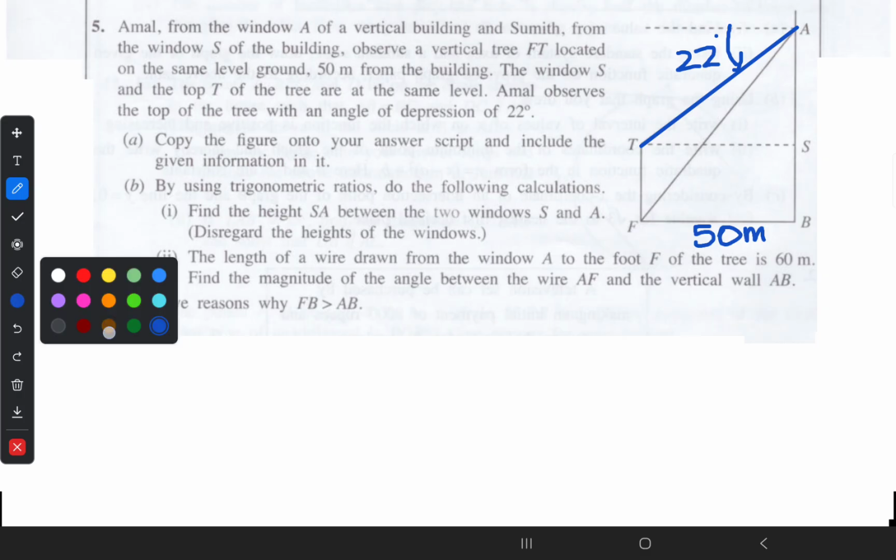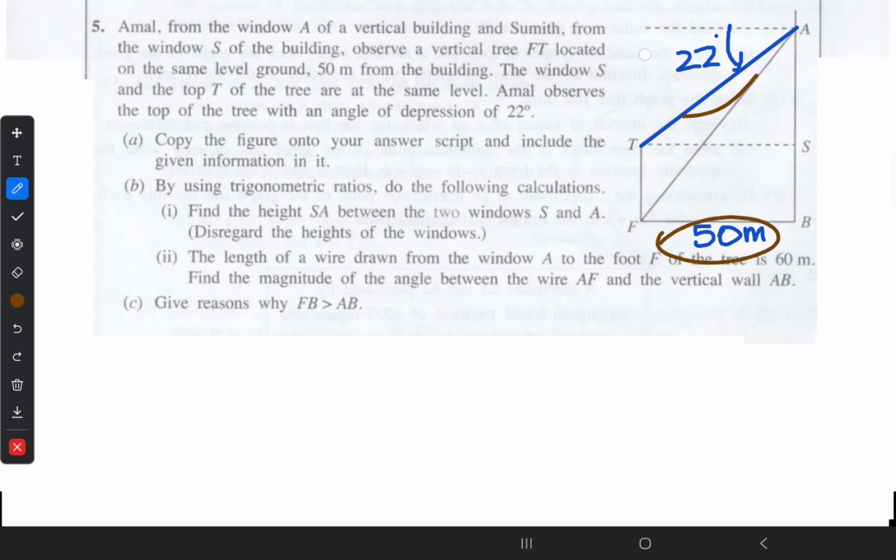And next, copy the figure onto your answer script and include the given information. If you denote these two pieces of information, you can obtain 2 marks. And by using trigonometric ratios, do the following calculations. And one more conclusion: if this is 50 meters from F to B, this one also would be 50, no? Think about it, both are the same, no? So this length is also 50 meters. That is also a consideration.